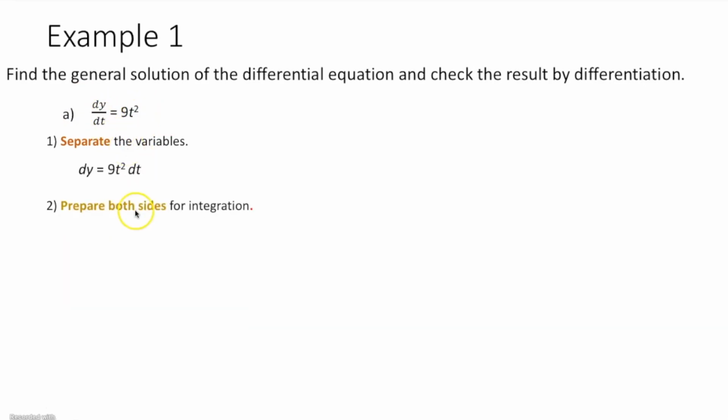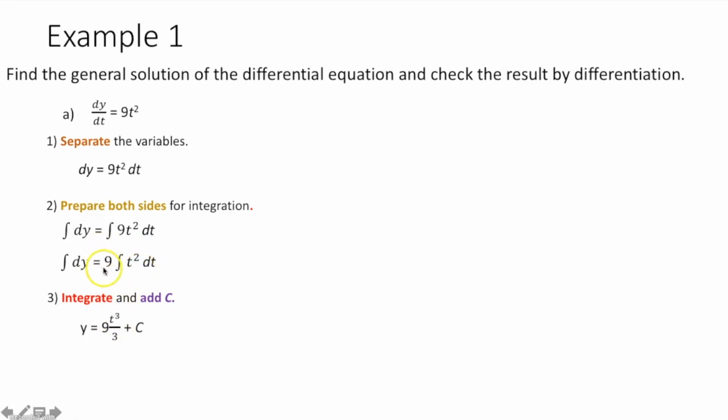Next, I prepare both sides for integration. So I'm going to integrate both sides of this equation. Now over here, this is good. This will just become y. Here, I need to prepare this a little bit more, so I use the constant multiple rule, take this 9, move it out front of the integral sign, and I am ready to integrate. When I integrate, again, over here, this is just going to become y. Here, when I integrate, I'm going to use the power rule. So this is going to become t to the 2 plus 1 over 2 plus 1, or t to the third over 3. Multiply that to the 9 out front, and don't forget to add c.